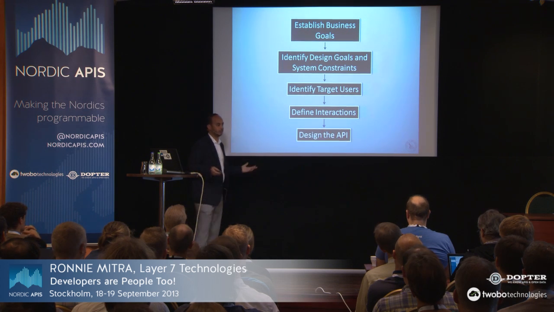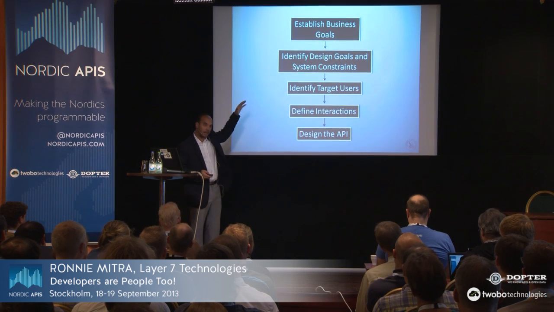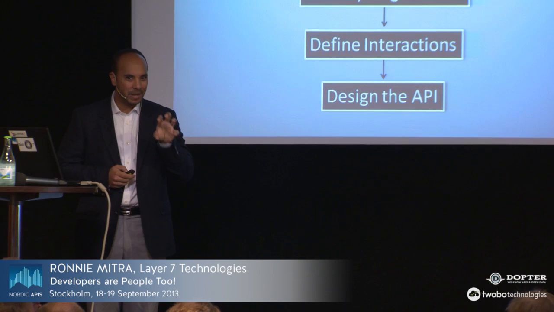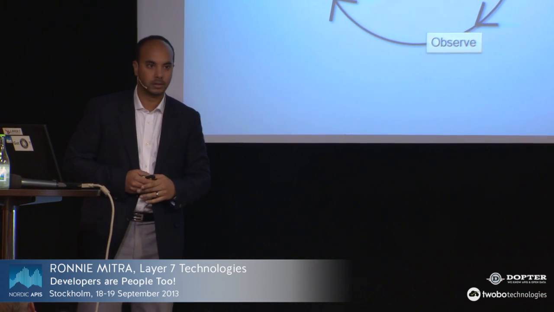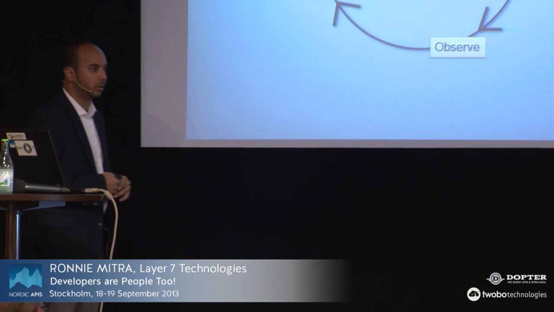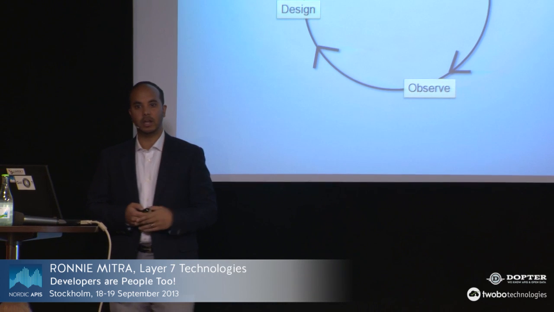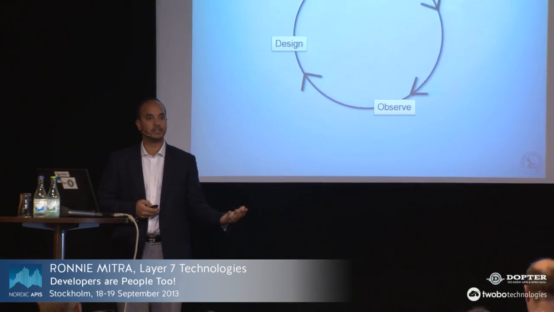So we don't start by designing the API. We start by establishing who we're designing it for, why we're designing it, what the constraints are, what the interactions are, before we even sit down. And if we want to zoom into the design stage, if we want to measure usability and experience, we need to take this type of approach, right? Prototype, observe, and iterate. You don't launch an API into production and then see what people think.